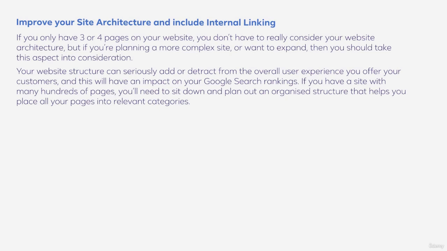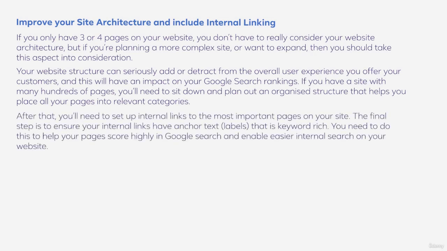If you have a site with many hundreds of pages, you'll need to sit down and plan out an organized structure that helps you place all your pages into relevant categories. After that, you'll need to set up internal links to the most important pages on your site. The final step is to ensure your internal links have anchor text, labels, that is keyword rich.